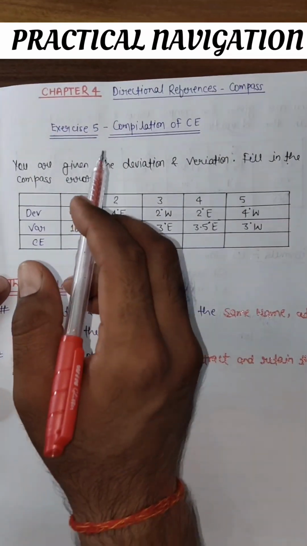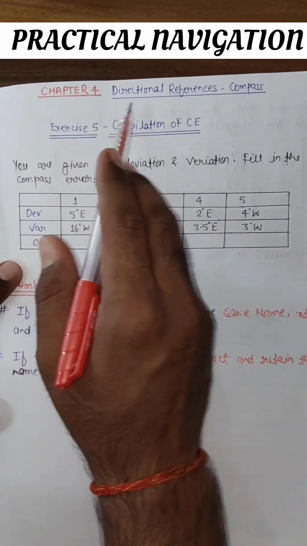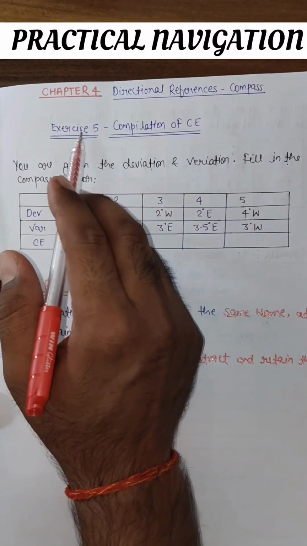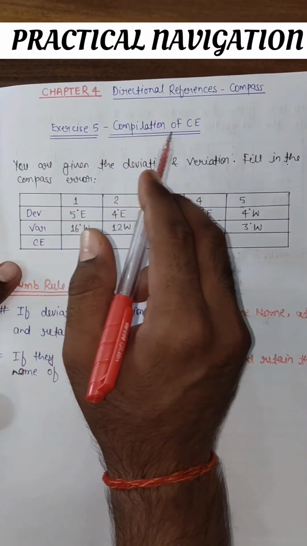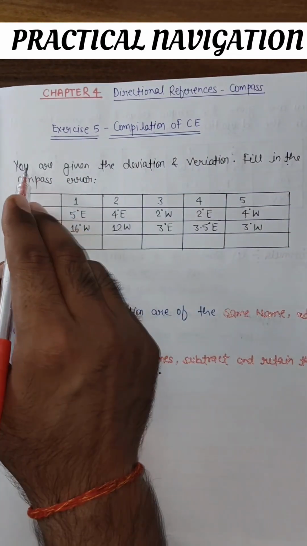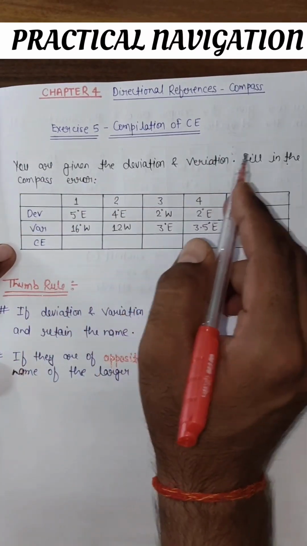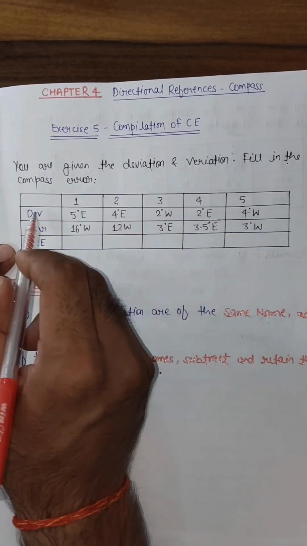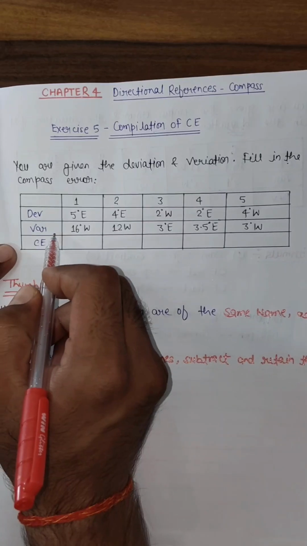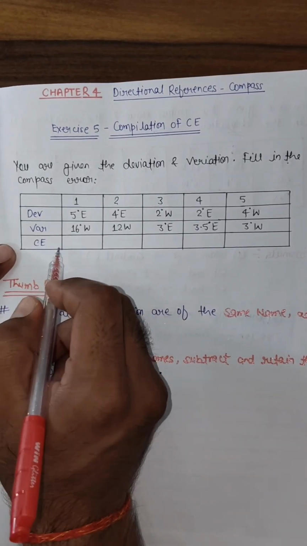Hello guys, in this video we will cover chapter 4, directional references, compass exercise 5, compilation of compass error. The first question is given here. You are given the deviation and variation, fill in the compass error. Deviation and variation is given here and we have to find out the compass error.